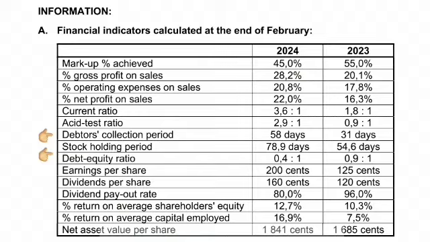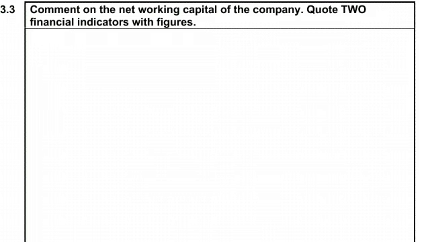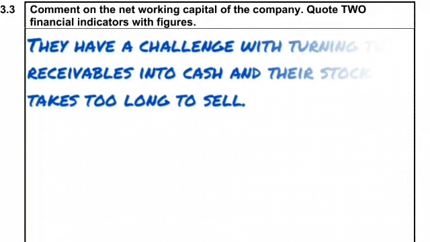Why am I choosing those 2? They're easiest to talk about. When something has been extended in days, you know that 58 days is more than 31 days. I don't have to tell you that. So my comment is that they have a challenge with turning their receivables into cash, and their stock takes too long to sell. Their receivables, I'm talking about their debtors. Their debtors take too long to pay them. They used to pay me in 31 days, now they pay me in 58 days. That is not something that is complicated to understand.